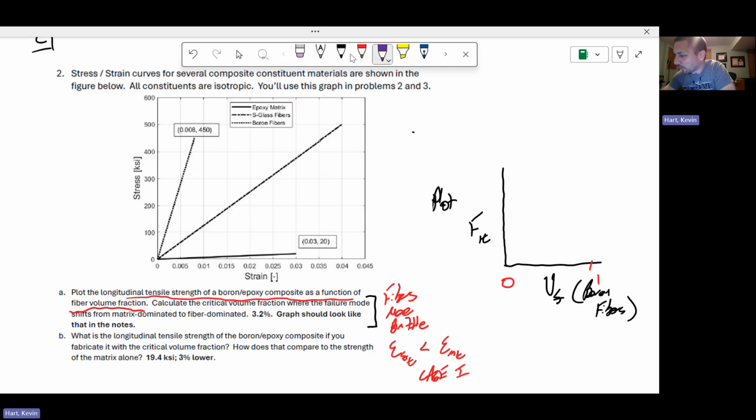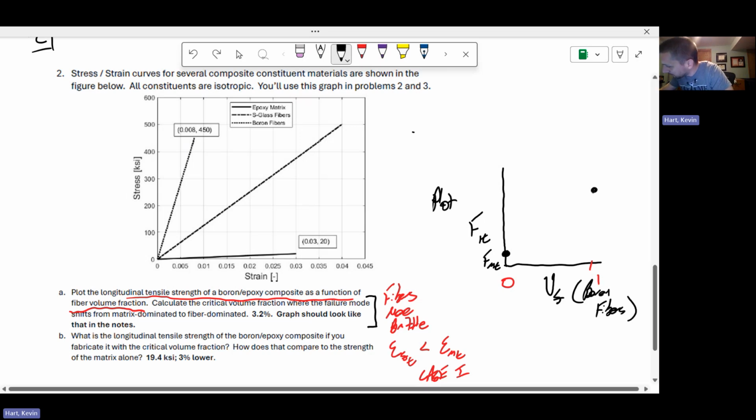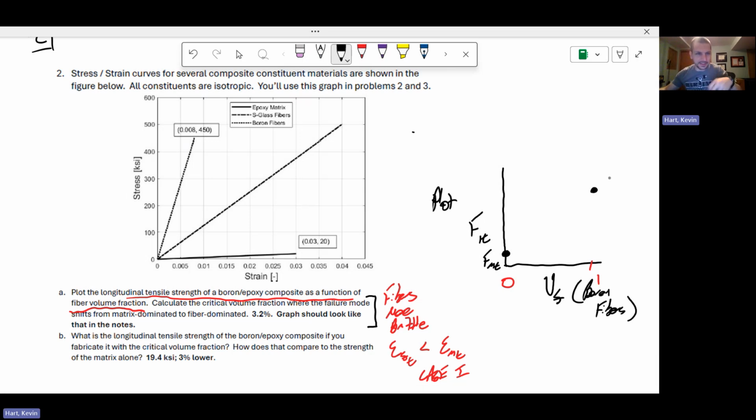We can think about, well, what are the extremes going to be in that case? Well, if there's 0 fibers, that means that the failure strength of the composite will be the failure strength of the matrix in tension, FMT, right? Similarly, if you have 100% fibers and you plot what's happening there, it should be pretty obvious that the failure strength of the composite is just going to be the failure strength of the fibers, because if it's all fibers, 100% fiber, then it's just the failure strength of the fiber. So this is the failure of the fiber in tension, right?